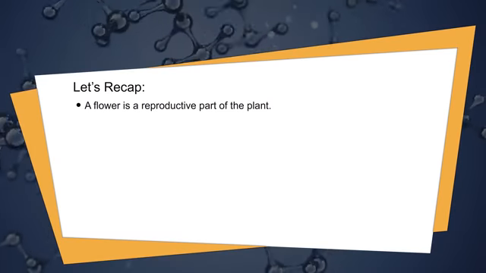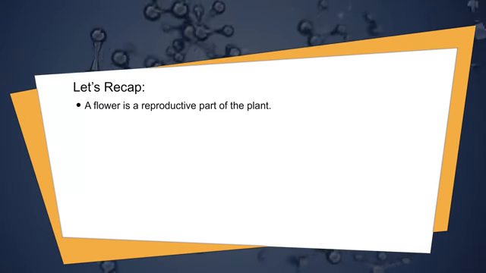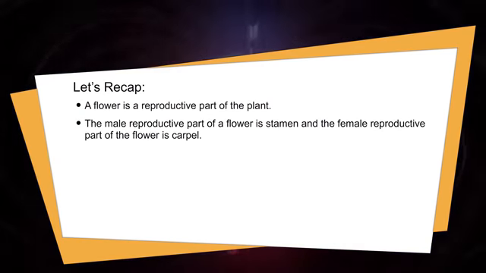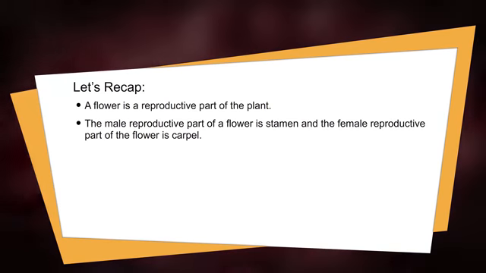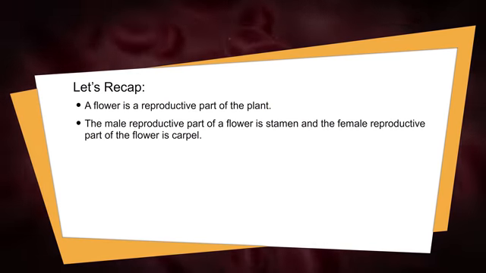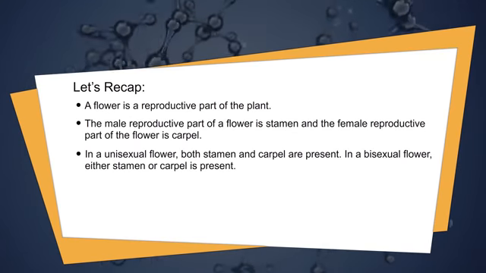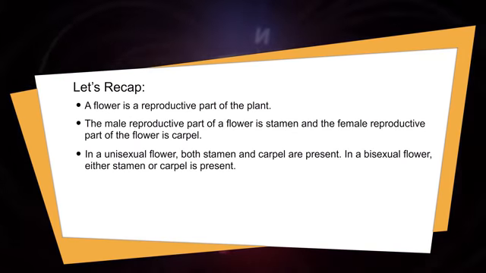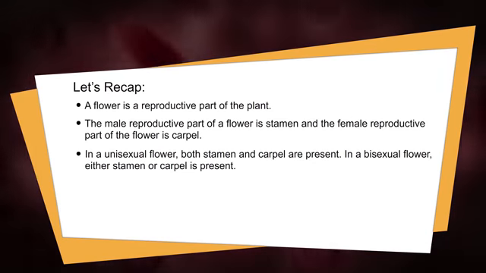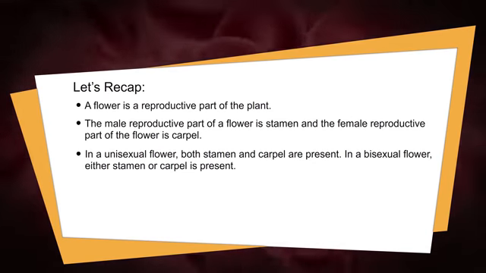Let's recap. A flower is a reproductive part of the plant. The male reproductive part of a flower is stamen and the female reproductive part of the flower is carpel. In a unisexual flower, both stamen and carpel are present. In a bisexual flower, either stamen or carpel is present.